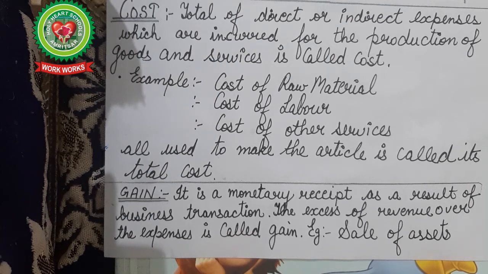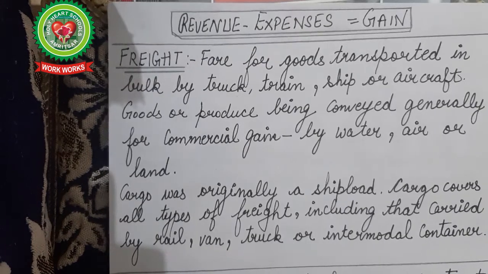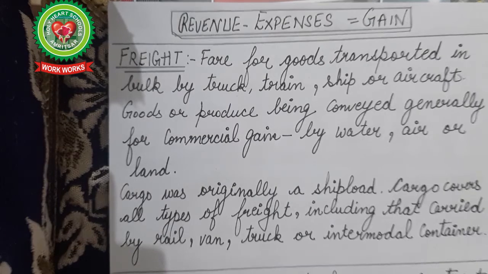Suppose in my business I was having a machinery. Now I have installed a new machinery and I want to sell the old machinery, I want to dispose it off. So selling off the old machinery, that will yield me some money, and that money will be my gain. When I sell off an asset, that represents my gain in the business. So revenue minus expenses is equals to gain. Next term is freight. Freight means kiraya.